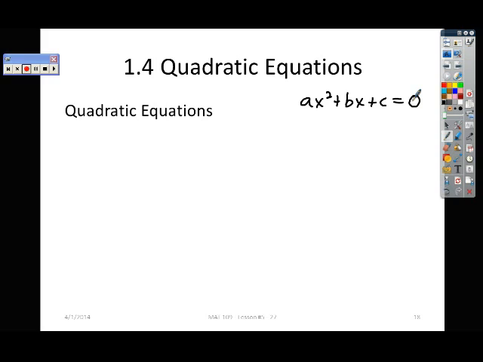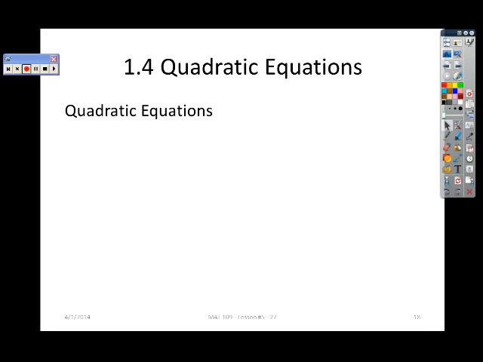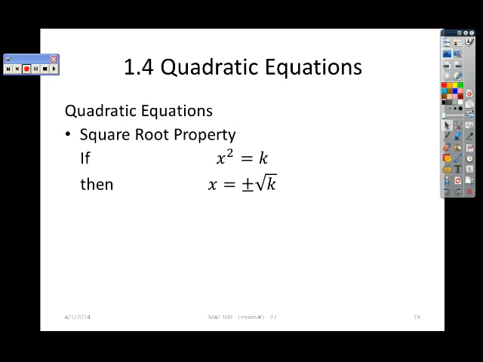You've seen, or should have seen, 4 different ways to solve a quadratic equation. We're going to briefly go through each of those 4 ways. First way, and the simplest way when it can be applied, is the square root property. The square root property says you can take the square root of both sides of an equation and it's still the same solution. So if you have x squared equals k, take the square root of both sides.